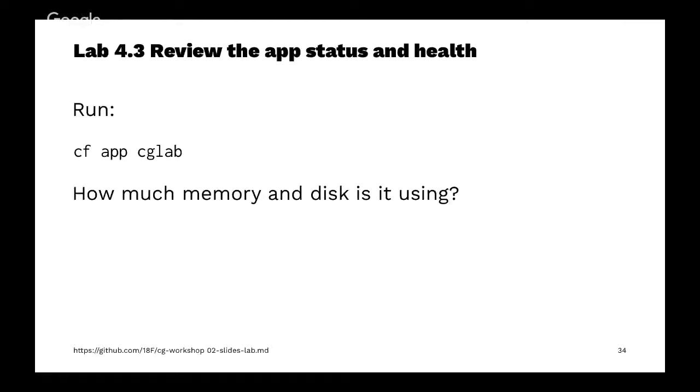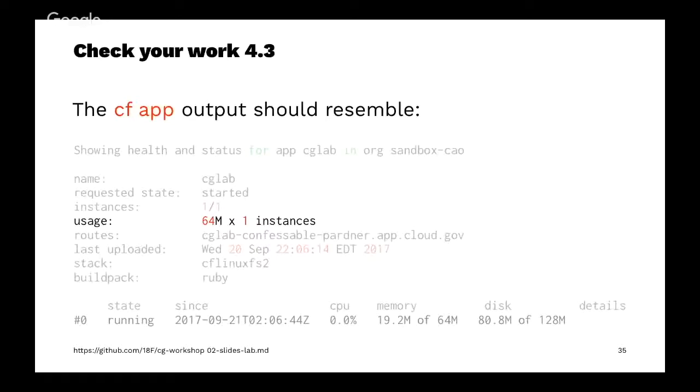The other step that we'll do in this lab is to take a look at the status of the current application. The command for that is cf app and the name of the application, cf app cglab in this case. Look for how much memory and disk it's using. The output should resemble this, showing how many instances are running. And I didn't highlight it, but at the bottom it shows how much memory and disk are in use.